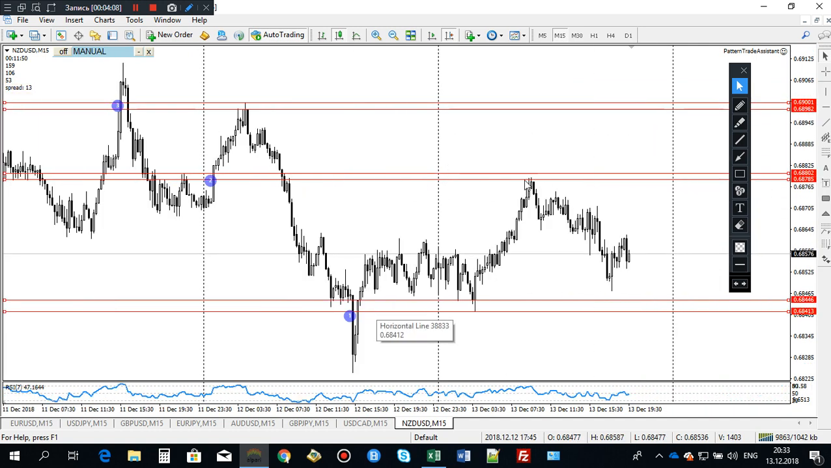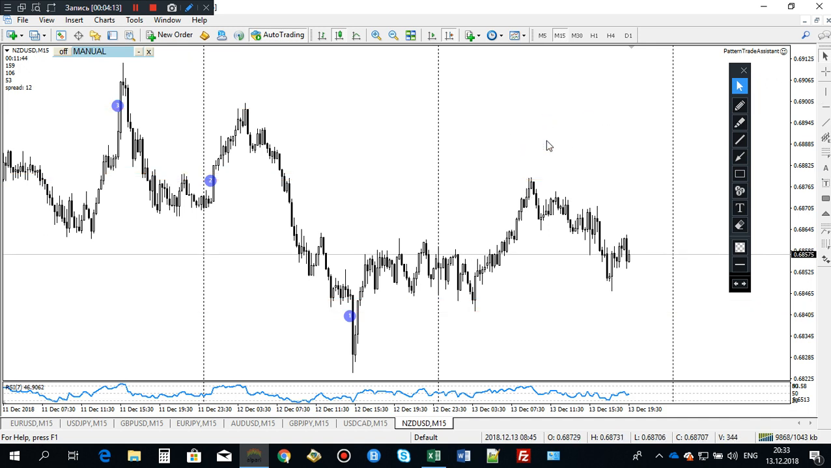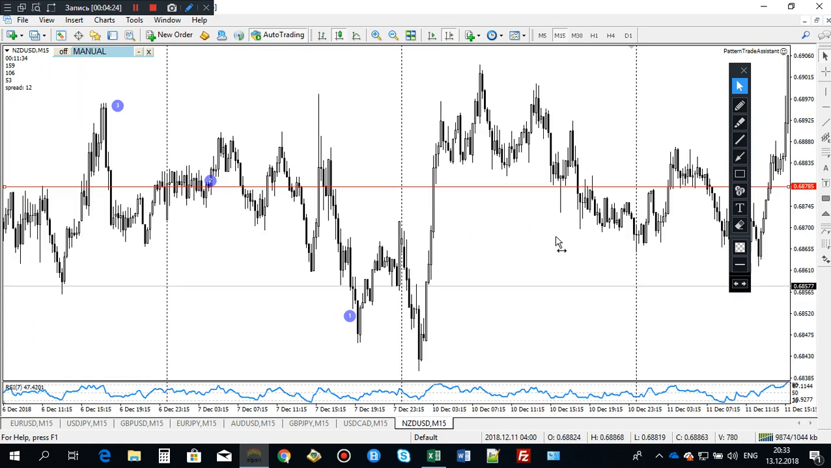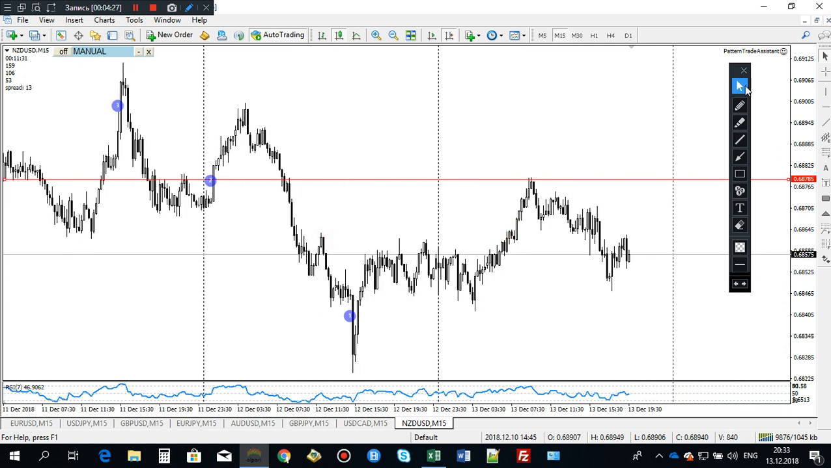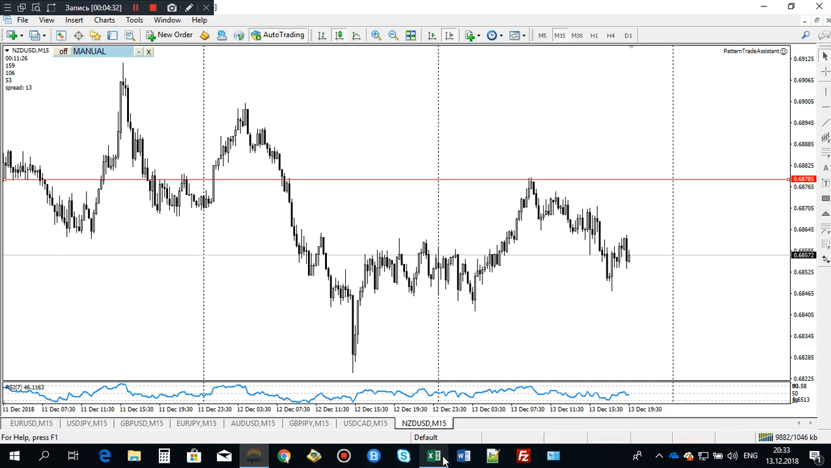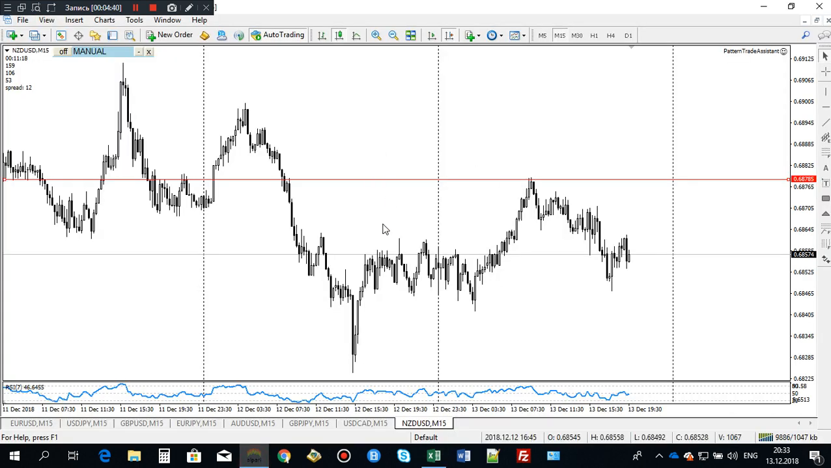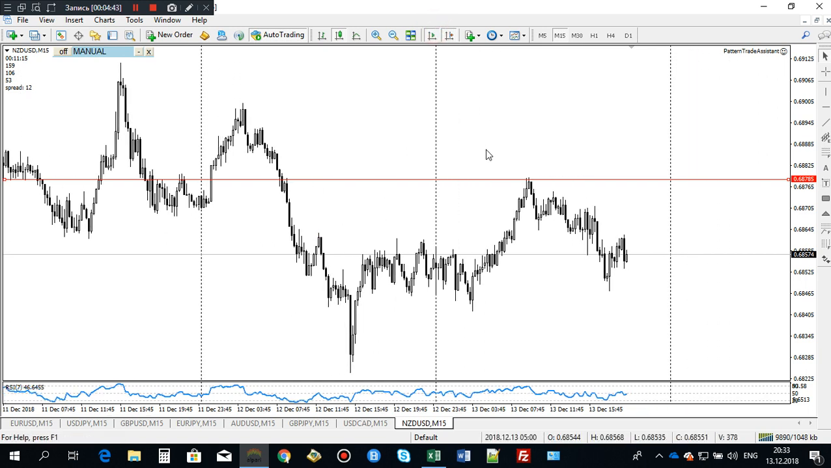Okay, as we are talking about this pullback as our potential termination, we are not looking at something else. So the answer to the question, if we have a structure, yes, we have a structure level, according to our calculations. The next question, if we have a trend line. Yes, we had a trend line here, and I'm drawing trend lines two ways.